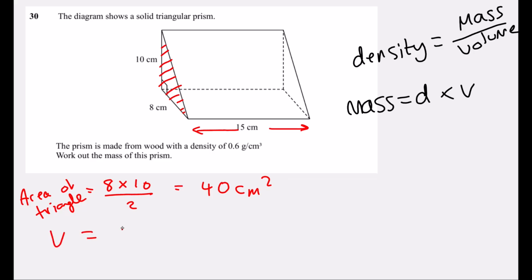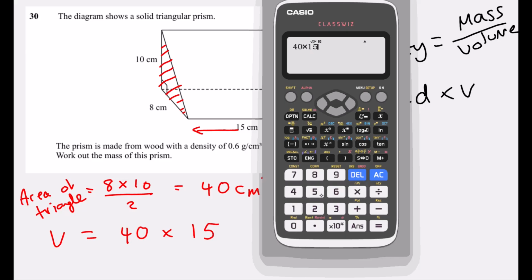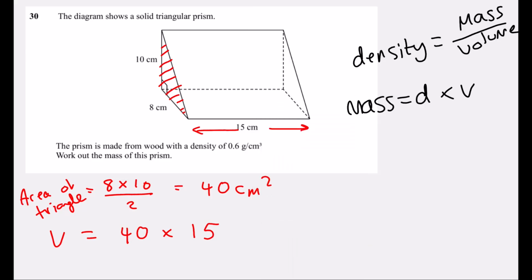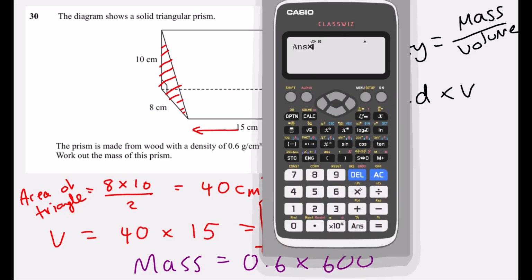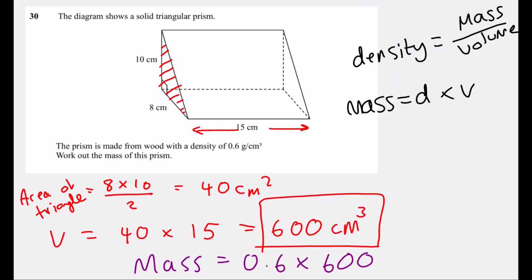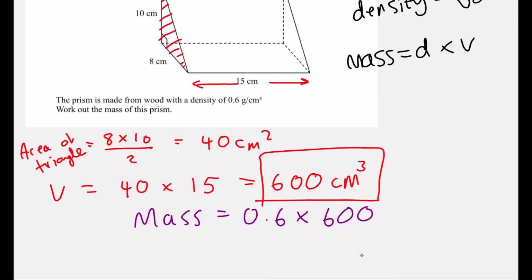So volume is the area of the cross section times how far back it goes. 40 times 15. And that is 600. And it's volume, it's in centimeters cubed now. So we know the volume is 600. The density is 0.6. So the mass is density times volume. So 600 times 0.6, and that is 360. And it's a mass, it's in grams.